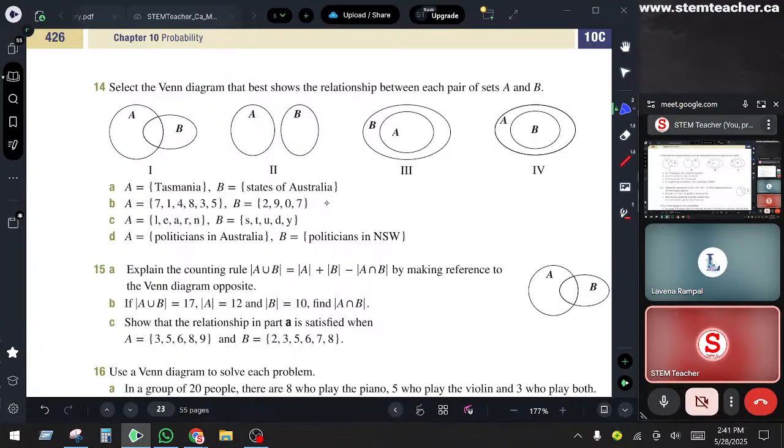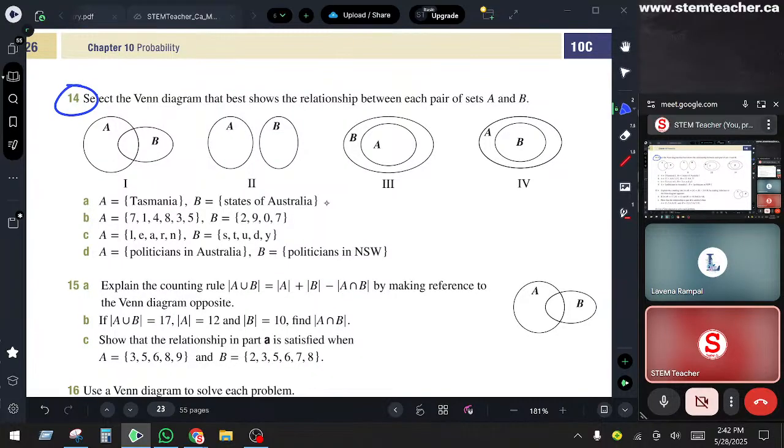Can you do the matching? Explain by doing the matching. What is the question number? What is this question? Select the Venn diagram that best shows the relationship between each pair of sets A and B. Okay, it is a match. What is the first one?